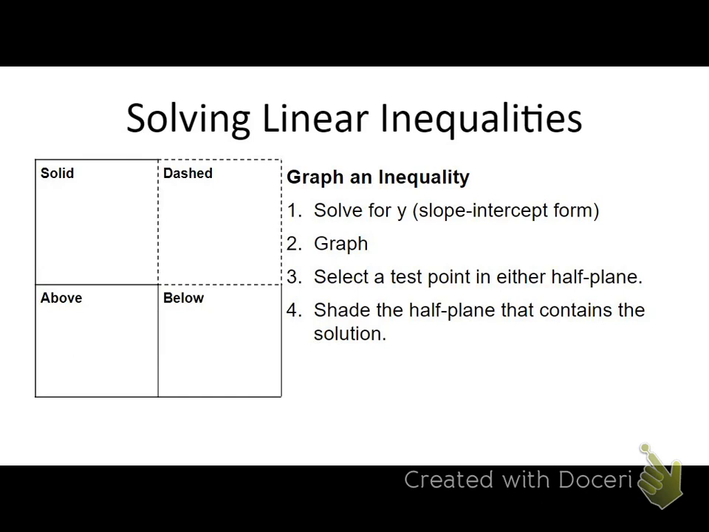Step 2, we're then going to graph that slope-intercept form. Step 3 and 4, this is our new stuff. Step 3, we're going to select a test point in either half plane, and I'll explain to you what a half plane means in just a minute. The test point that I am going to recommend that you use almost 100% of the time, not always, but the majority of the time, is 0, 0. So basically you're selecting an ordered pair, and we're going to substitute those numbers into our equation to see where to shade the half plane, okay? So underneath your select a test point, go ahead and write the ordered pair 0, 0.